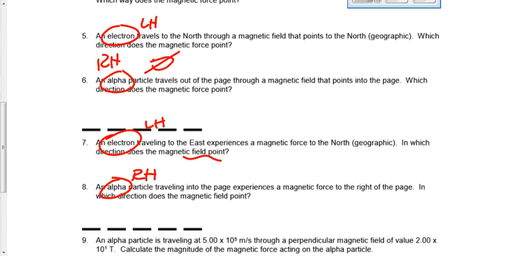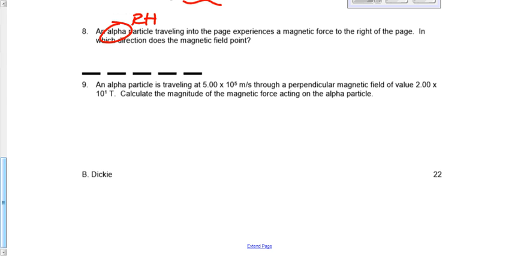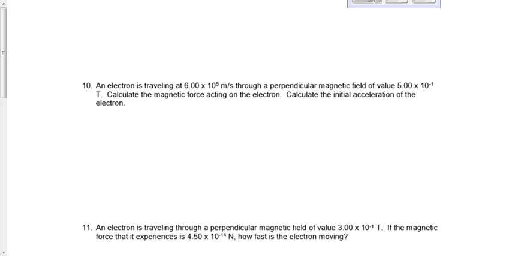Let's take a look at number 10 as well. Number 9 we'll skip, we'll do number 10 here. Number 10 says an electron traveling at this speed through a perpendicular magnetic field, which means everything that we've learned, hand rule, equations, is valid. What's the magnetic force acting on the electron? What's the acceleration of the electron? The magnetic force is pretty straightforward, right? We should say F is equal to QVB for this.